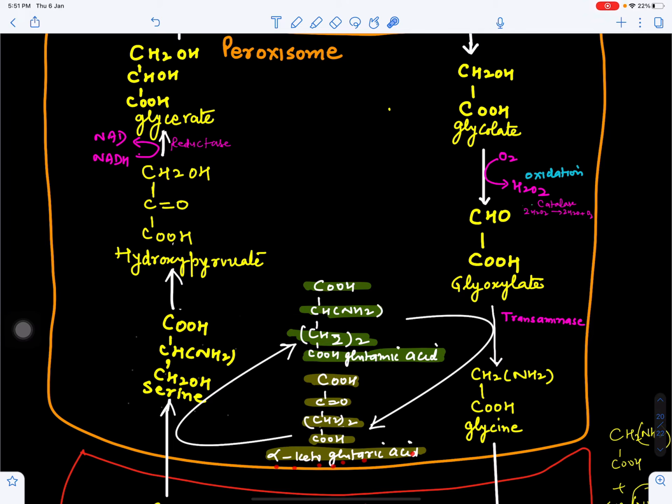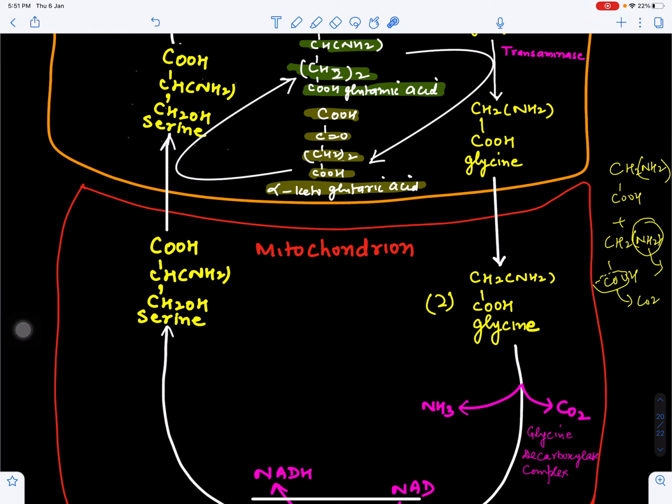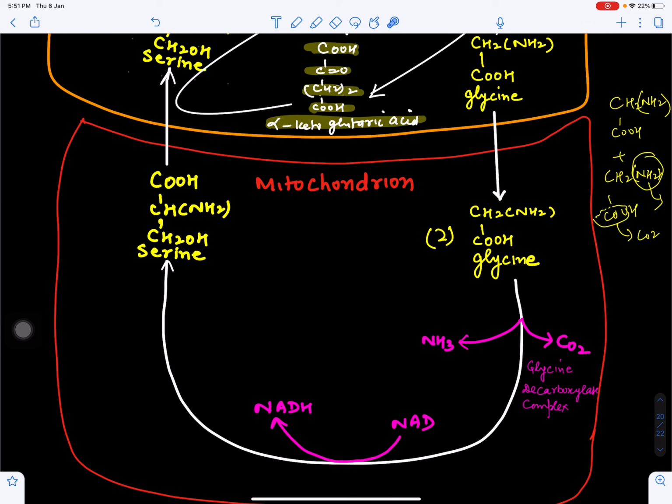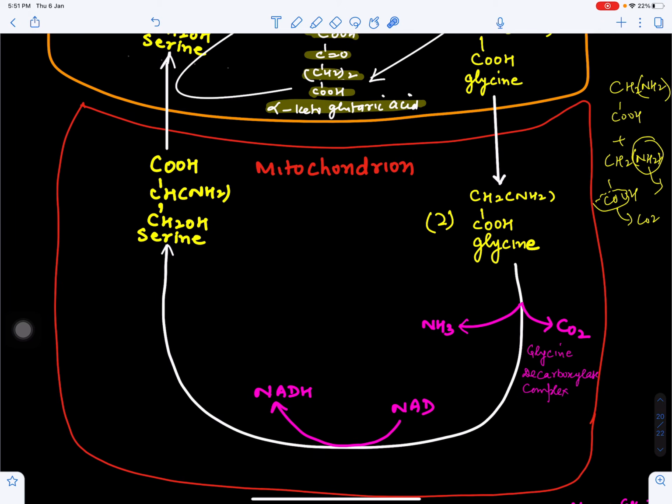And when this alpha ketoglutaric acid accepts an amino group, it will be converted to glutamic acid. When it loses the amino group, it gets converted to alpha ketoglutaric acid. So here glyoxylate accepts this amino group and gets converted to glycine. Now this glycine will be transported into another cell organelle, the mitochondria, because membrane transporters are there. So that will help in transportation of glycine toward the mitochondria.